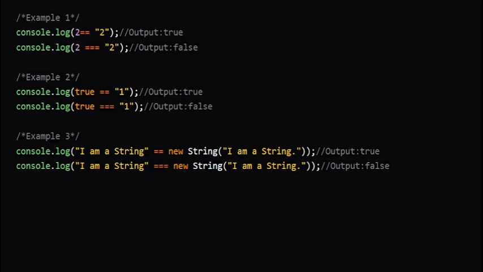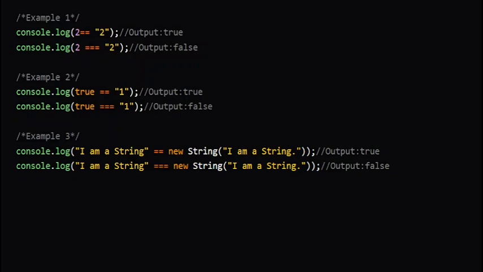In example 1, you can see that using the double equal sign returns true because the string 2 is converted to the number 2 before the comparison is made. That's why it returns true.